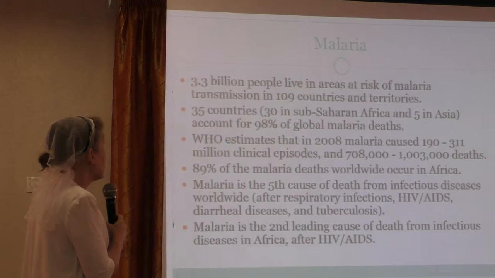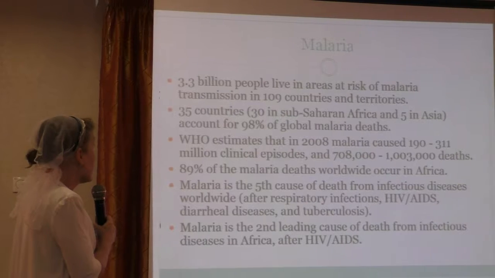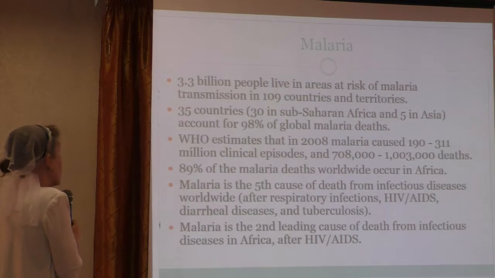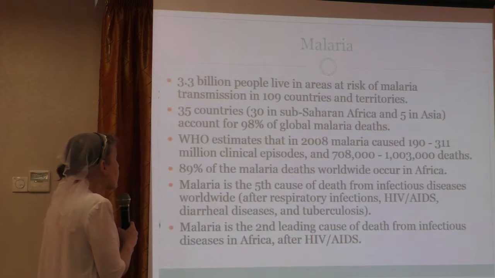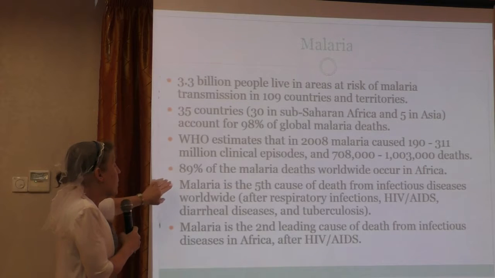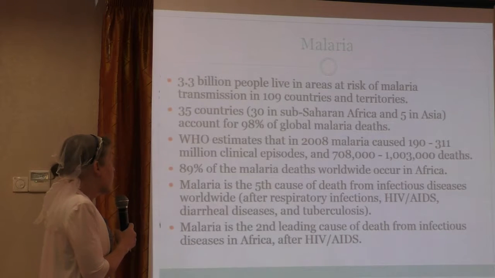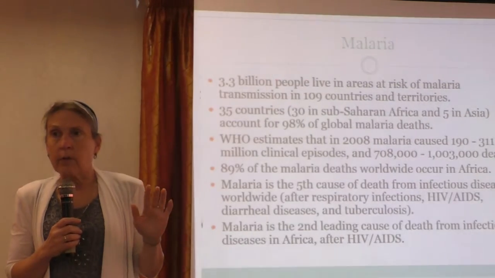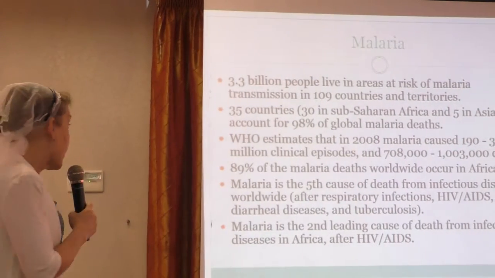So 3.3 billion people live in areas at risk of malaria. 35 countries in sub-Saharan Africa, 30 in Africa account for 98% of global malarial deaths. And so here are just some statistics. Most of them are in Africa. It's the 5th cause of death from infectious disease worldwide. So, like we said, it's the #1 cause of death from infectious disease in Africa.